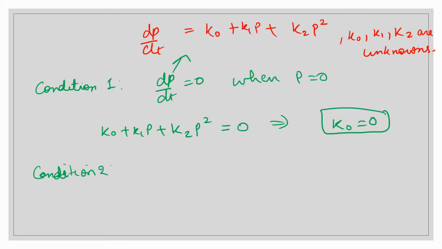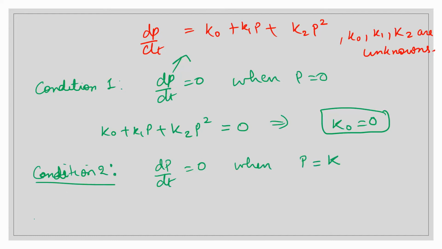Now the next condition incorporates the fact that the population cannot exceed its carrying capacity, because it is natural that if the environment cannot hold that large a population, the population will die if it increases beyond that range. So that means dP/dt will be equal to 0 when the population is equal to K.